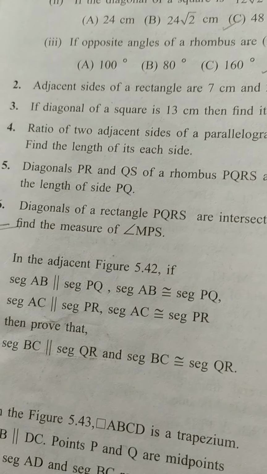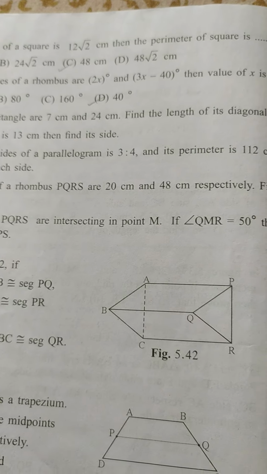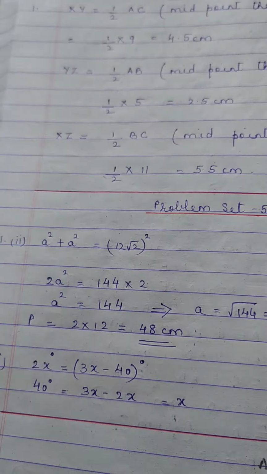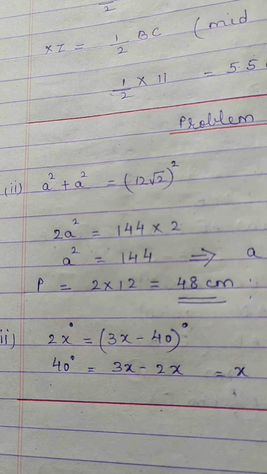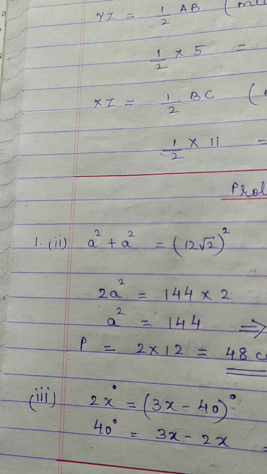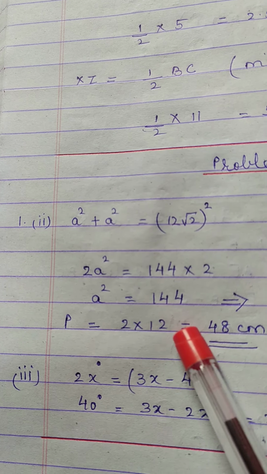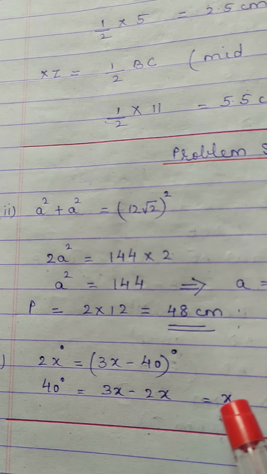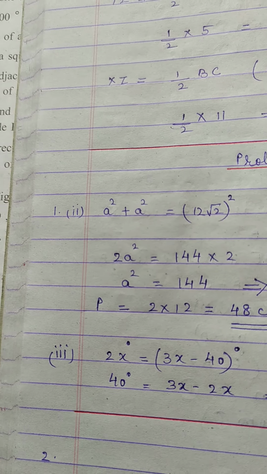Question number 3 is, if opposite angles of a rhombus are 2x and 3x minus 40 degrees, what is the value of x? Now we know in a rhombus the opposite angles are congruent. So you equate 2x equal to 3x minus 40, solve it, you get x is equal to 40 degrees. What have I done? Take 2x to this side and take minus 40 to the other side. Minus 40 when it goes to the other side becomes plus 40. 3x minus 2x is x. So your answer is 40 degrees. Okay. Next question number 2.